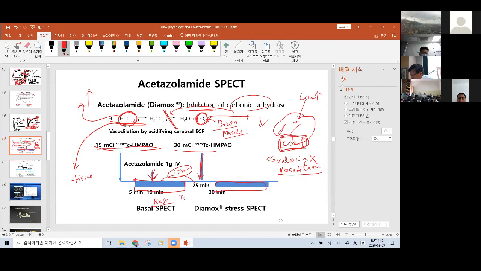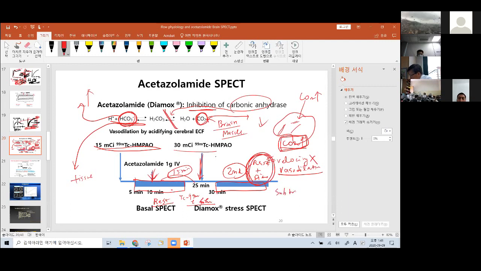the technetium half-life is 6 hours, so it's still there. So the second image is a combination of the resting basal plus Diamox. So the first image should be subtracted from the second one.